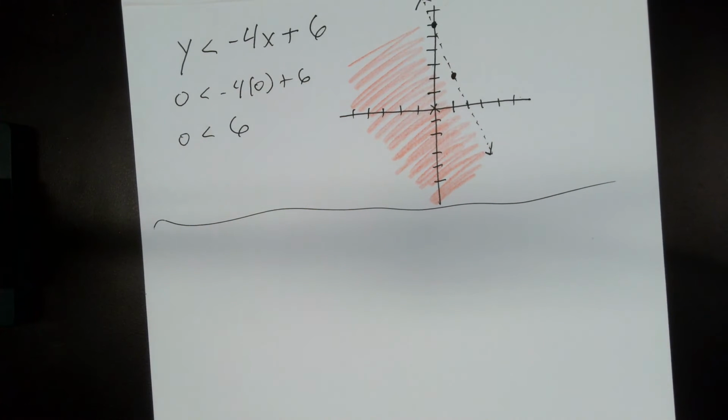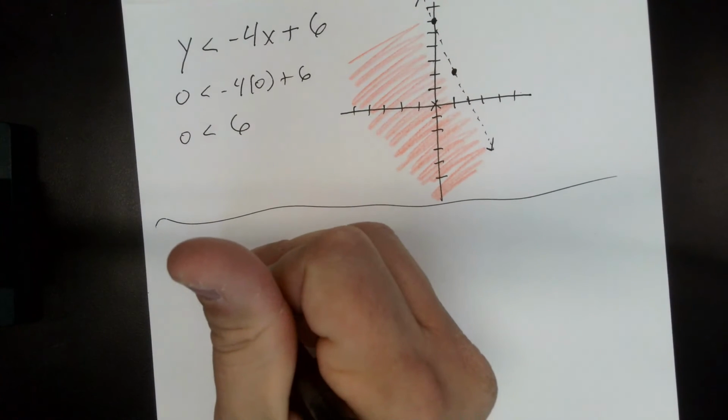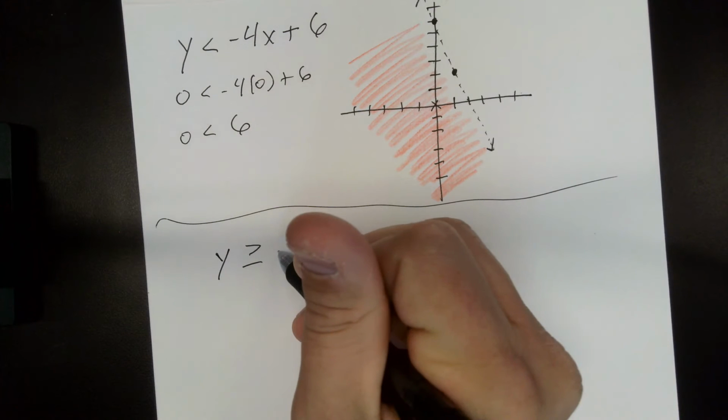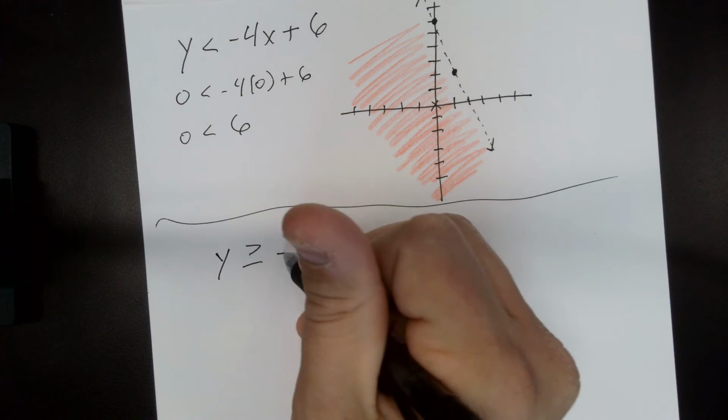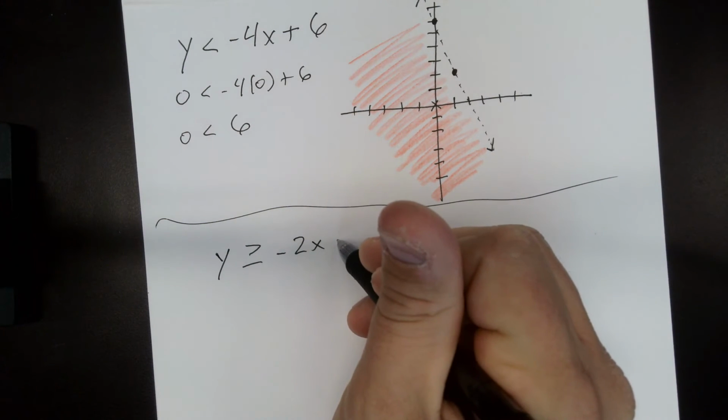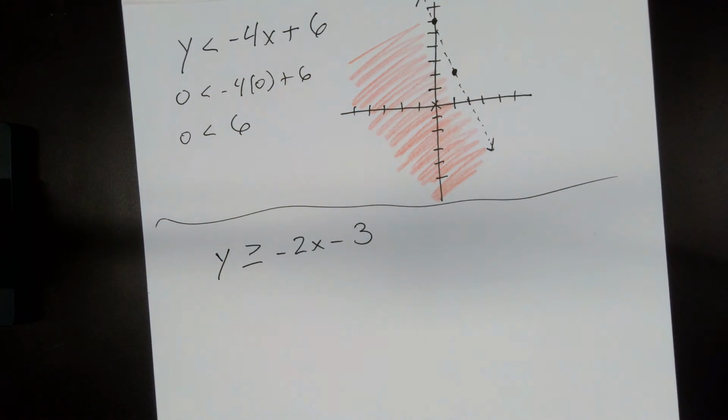Next one. Y is greater than or equal to negative 2x minus 3.